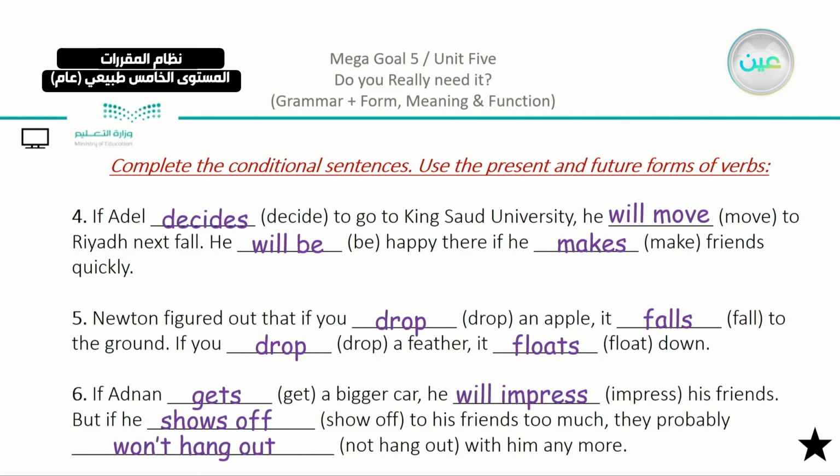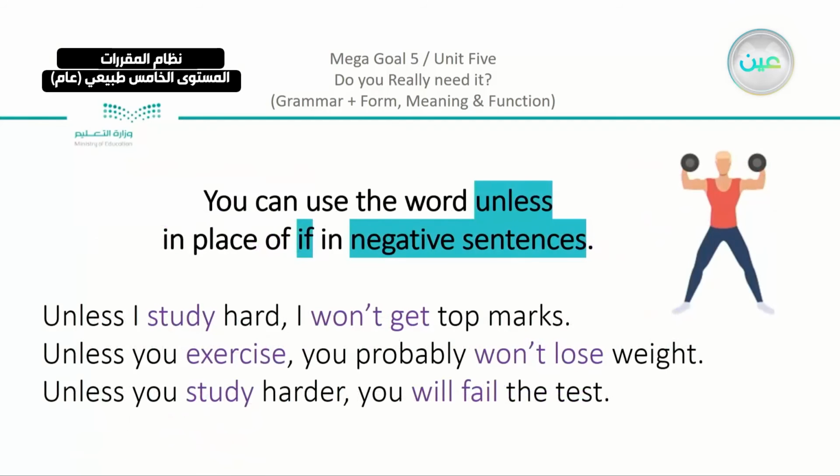So we have here a main application about when to use the present simple and the future. Now after that, just to remind you that you can use the word unless in place of if in negative sentences. We have here, unless I study hard, I won't get top marks. Unless you exercise, you probably won't lose weight. Unless you study harder, you will fail the test.